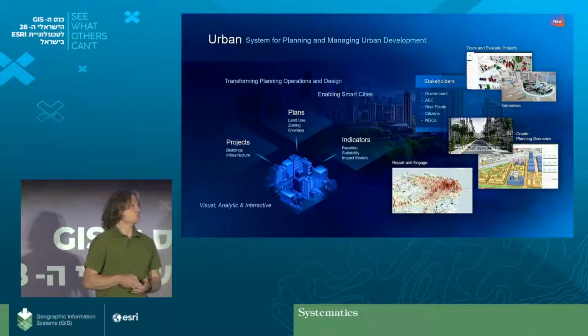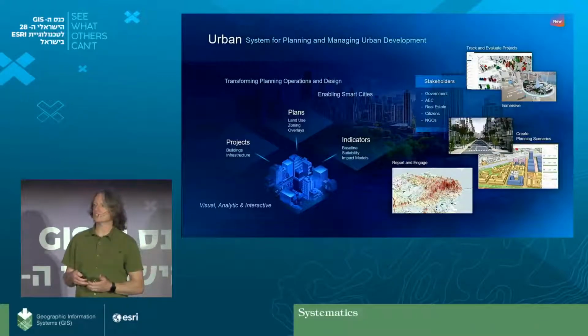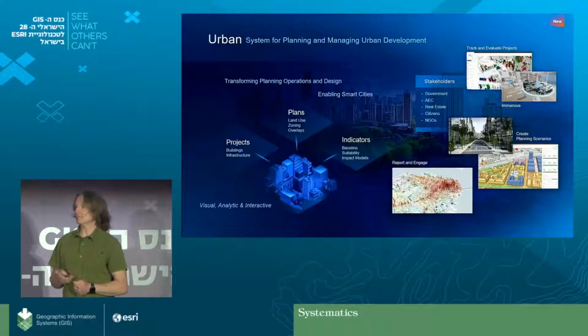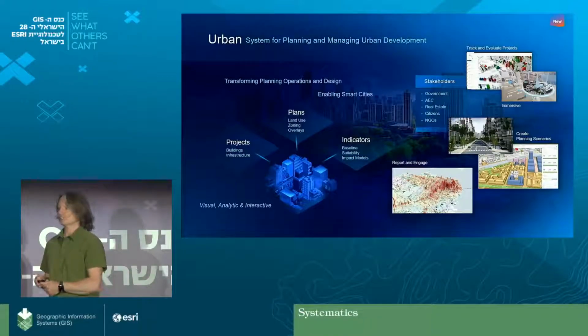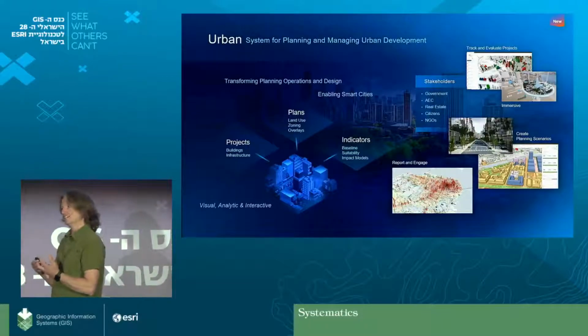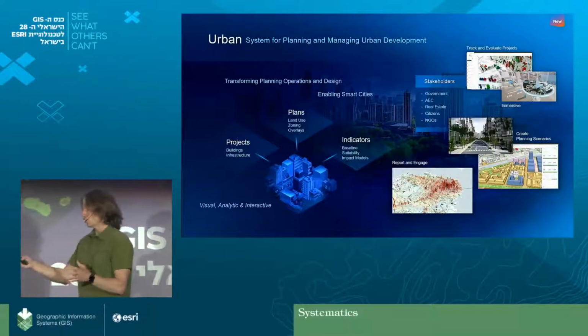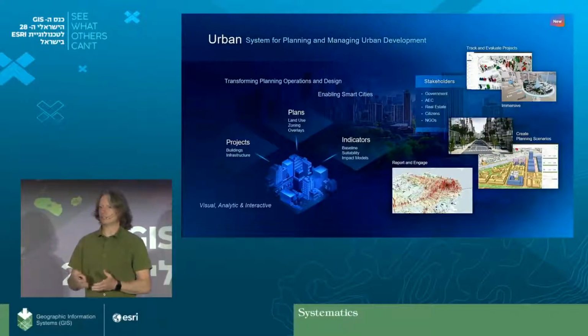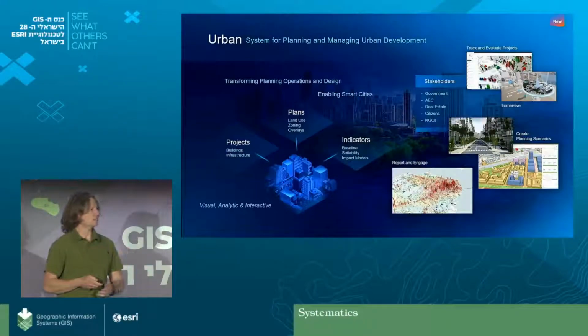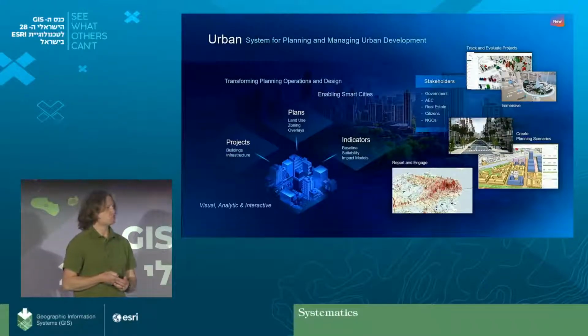ArcGIS Urban is about having better management of the urban landscape, making better decisions based on, as John said earlier, science. Not feeling, but actually taking all the inputs in and running them through some analysis and ending up with better decisions, smarter cities.